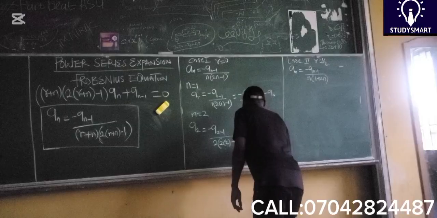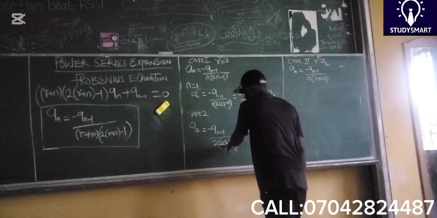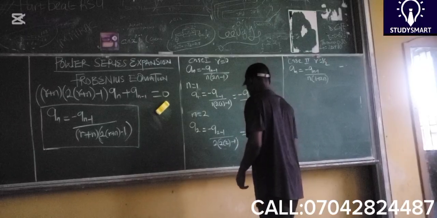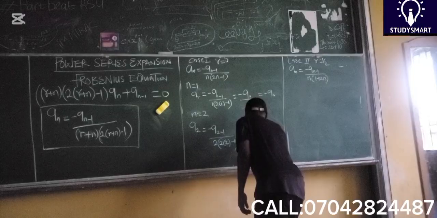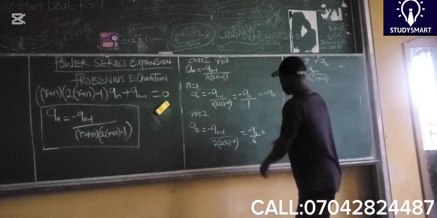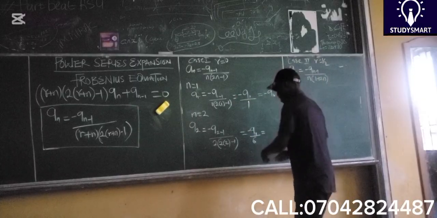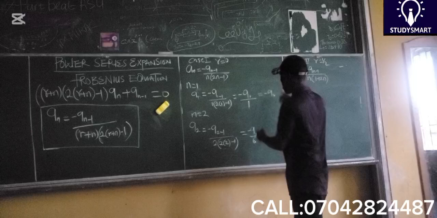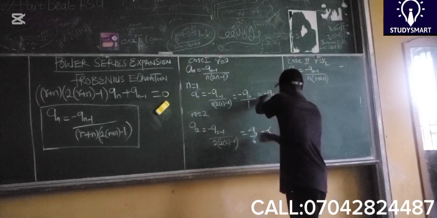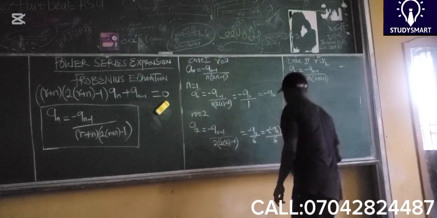Minus A1 all over. I have 2 times 2 here gives me 4. 4 minus 1 gives me 3. 3 times 2 gives me 6. So I'm going to be having minus A1 over 6, which is going to be equal to, A1 here, we know A1 to be minus 1. So anywhere I see A1, I substitute minus 1.